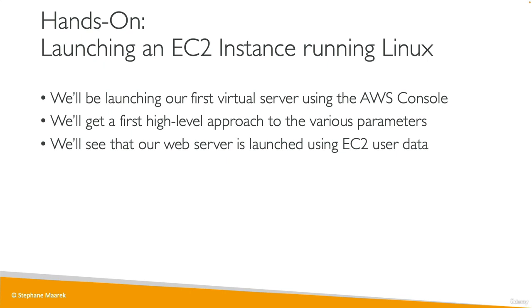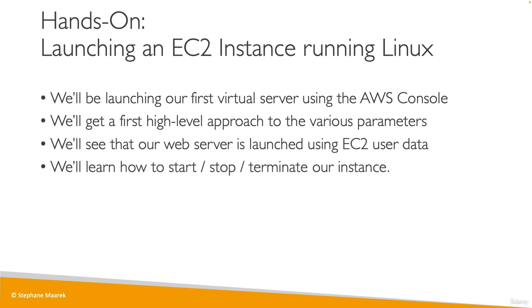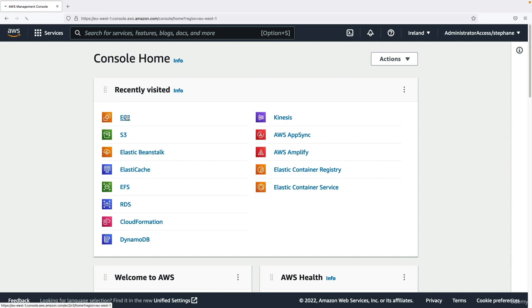And then we will launch a web server directly on the EC2 instance using a piece of code we will pass to the EC2 instance that is called the user data. Finally, we'll learn how to start, stop, and terminate our instance. So let's get started and launch our first EC2 instance.